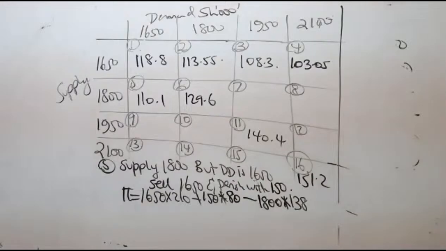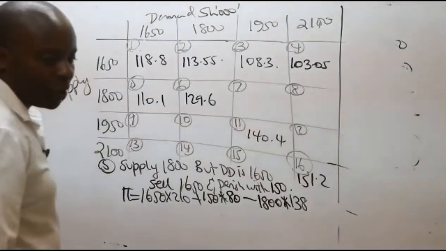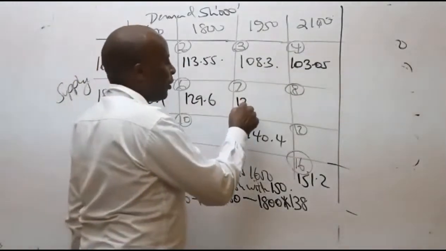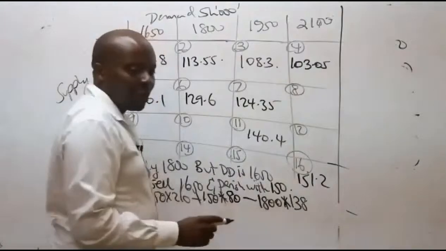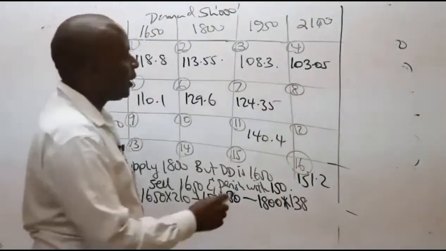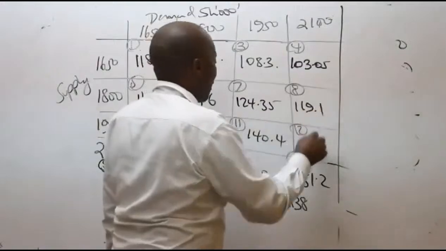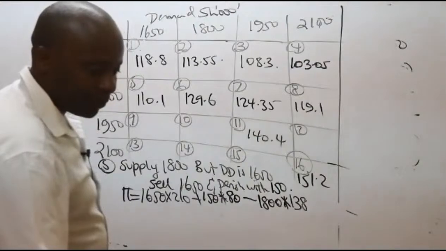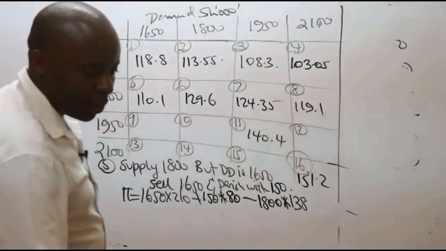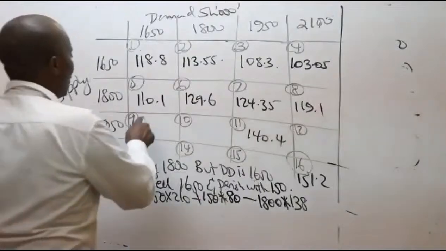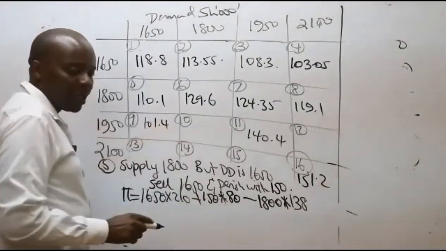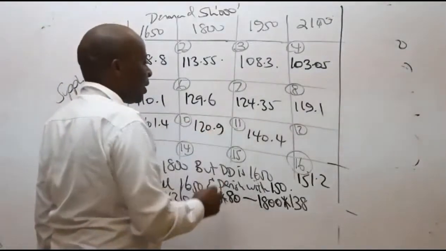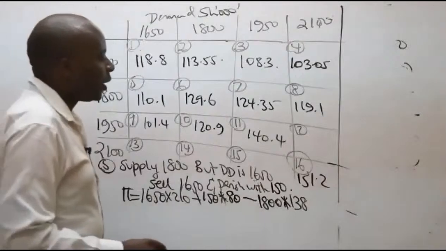So they've given me the one of 7. 7 is 124.35. We have 8. 8 is 119.1. We have 9. 9 is 101.4. Then we have 10. 10 happens to be 120.9. And then we have 12, 135.15.